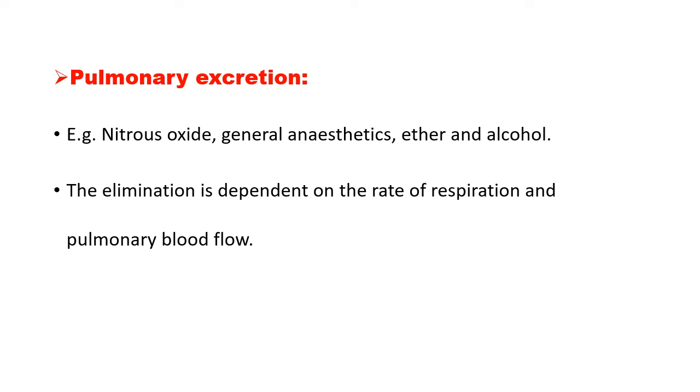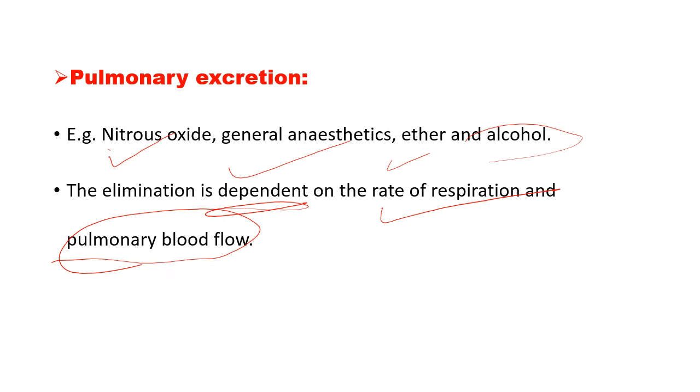Next is pulmonary excretion. Lungs are the main route of elimination for gases and volatile liquids, for example nitrous oxide, general anesthetics, ether, and alcohol. The elimination is dependent on the rate of respiration and pulmonary blood flow.